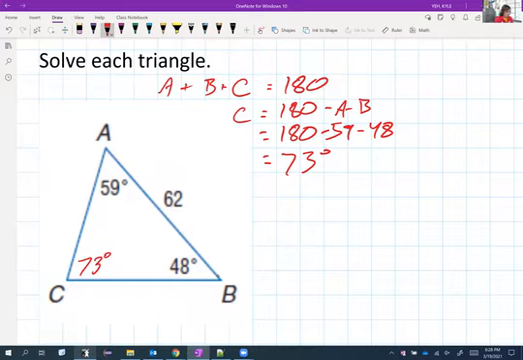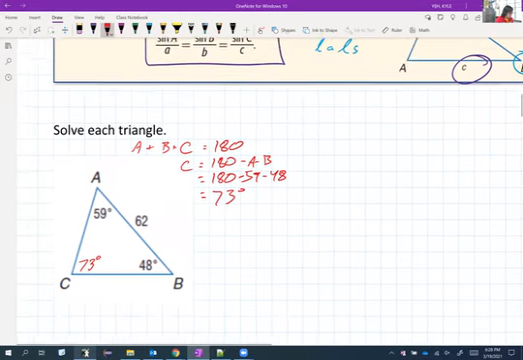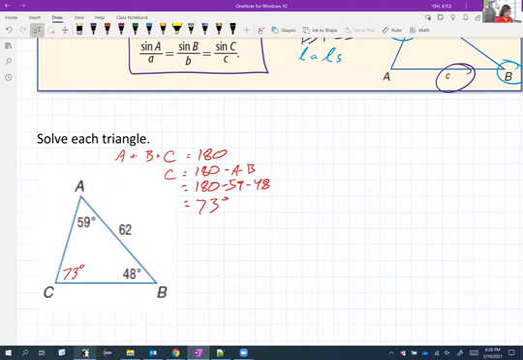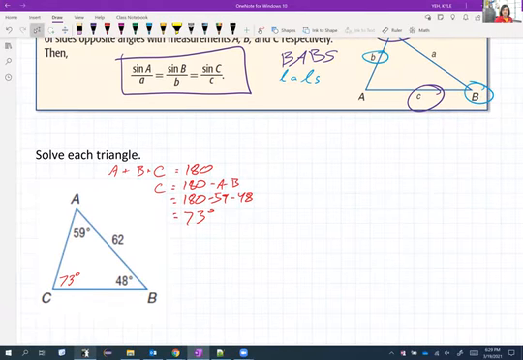Not too bad, not terrible. You've done that many times before, but now we are in a position to use law of sines. And here's how we're going to do it. We're going to take that triple equation. We're only going to use two parts.